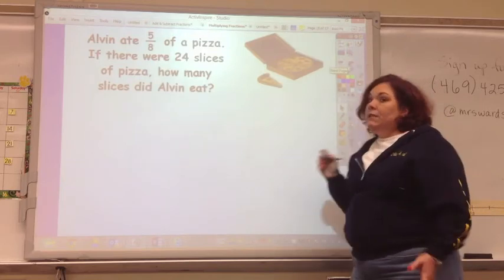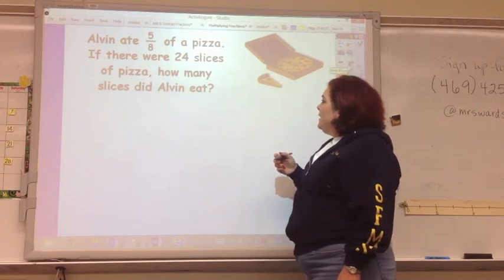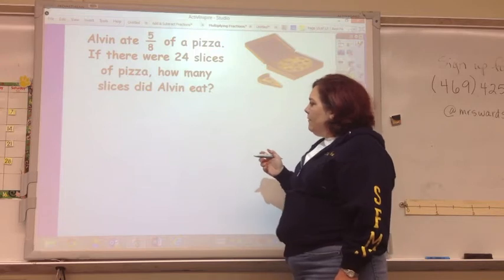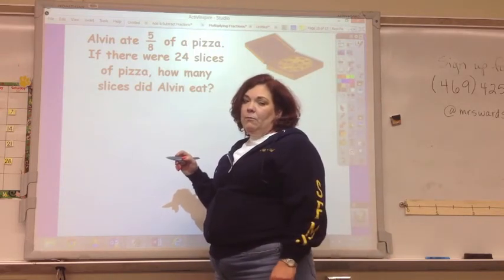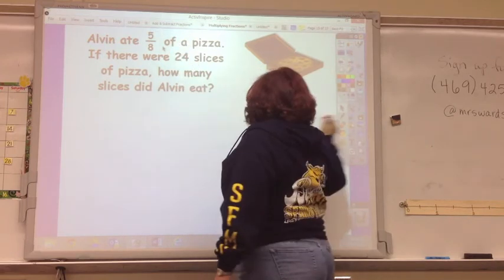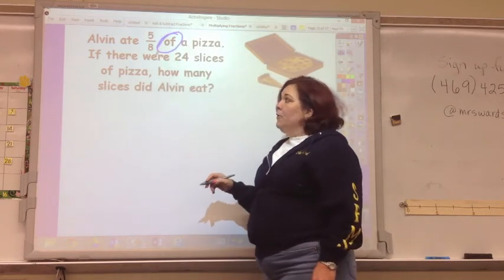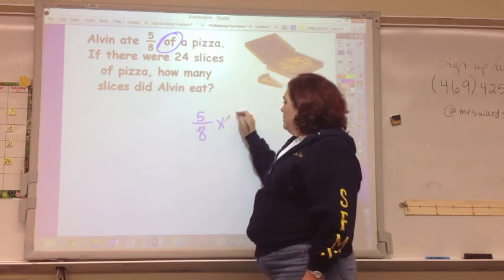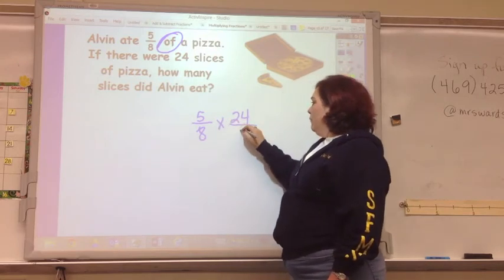So you're also going to see these in word problems, of course. Alvin ate 5/8 of a pizza. If there were 24 slices of pizza, how many slices did Alvin eat? And a key word in these multiplication, especially multiplication of fractions problems, is this word of. Because of means multiply. So it's saying 5/8 times 24. And 24 is a whole number, of course, so we're going to put it over 1.